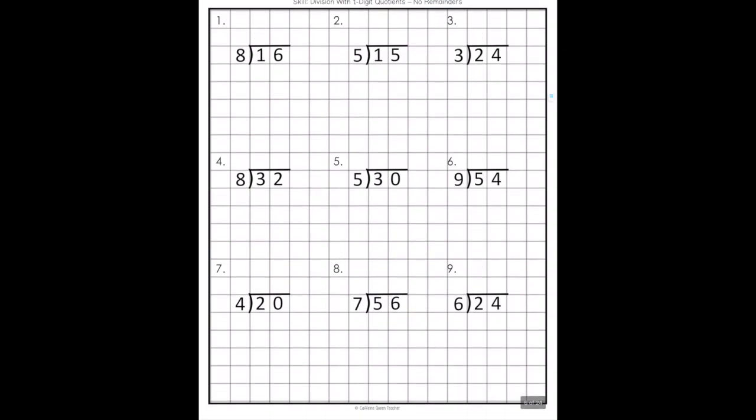On the next page, you're not given the quotient, okay? You have to figure everything out on your own this time. So the first question is 16 divided by 8. All right, so remember, use your knowledge of multiplication. 8 times what equals 16? We know that 8 times 2 equals 16. So the 16 goes down here, and we subtract these numbers, and we get 0. Okay? All right, and that's it.